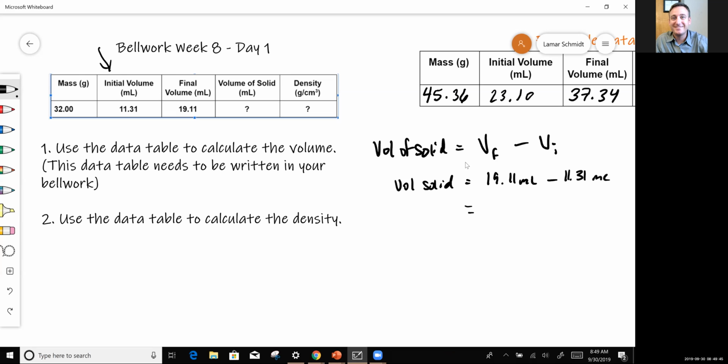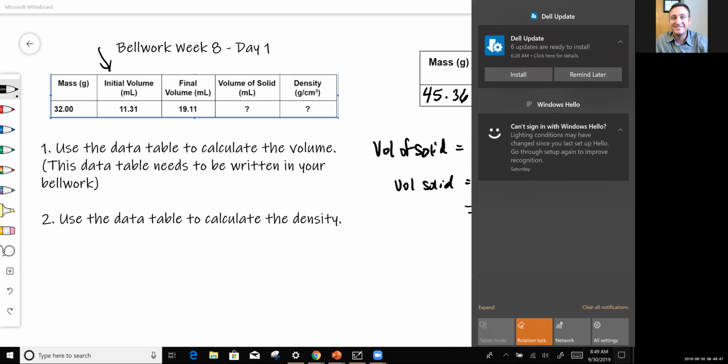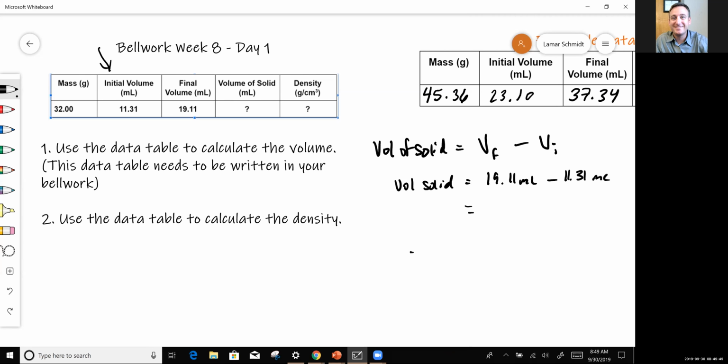Okay, and what you should have got is 7.80 milliliters. So that means the volume of the solid is no longer a question mark. It is 7.80 milliliters. All right, so that answers number 1.